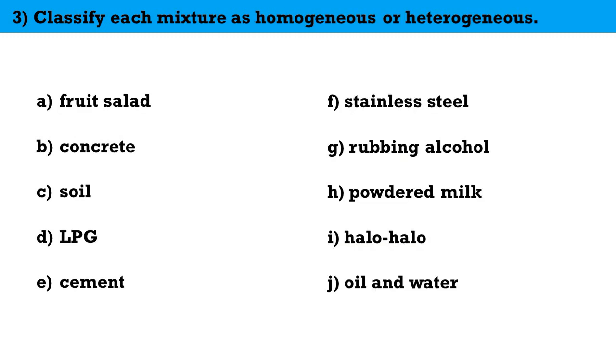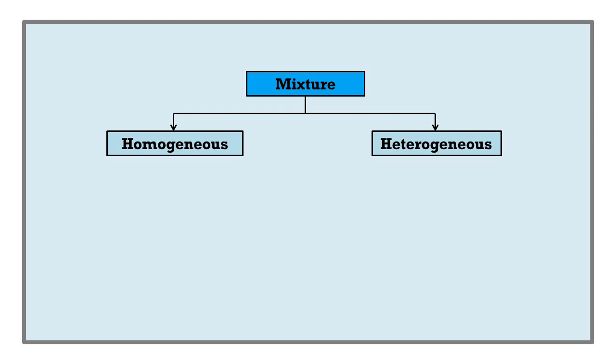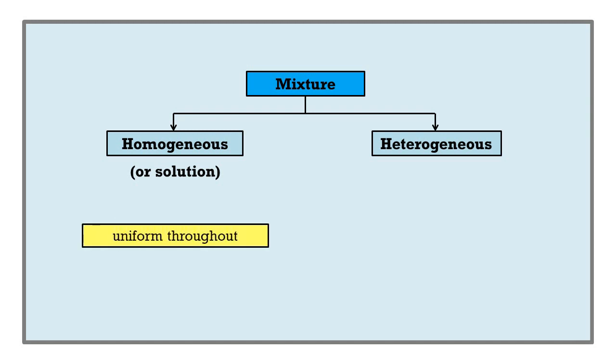Number 3. Classify each mixture as homogeneous or heterogeneous. Before we answer this, let's first differentiate a homogeneous mixture and a heterogeneous mixture. A homogeneous mixture is also called a solution. Homogeneous mixtures are uniform throughout. They have the same composition, properties, or appearance throughout.